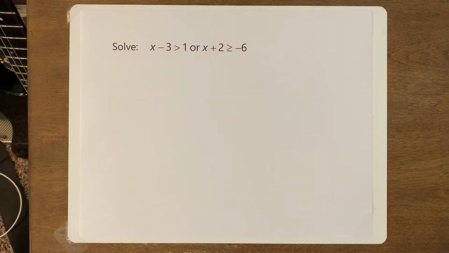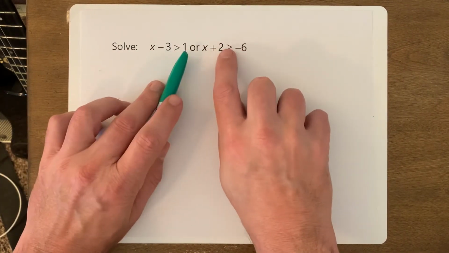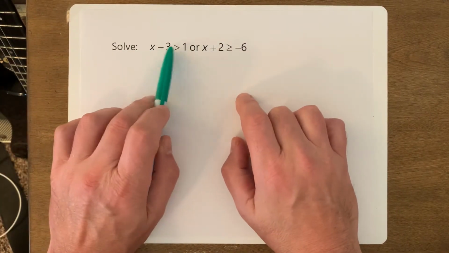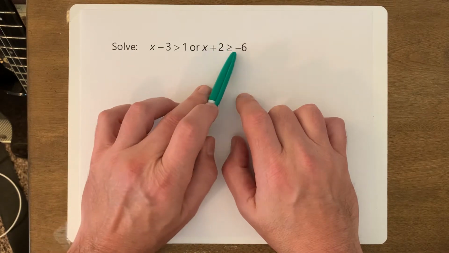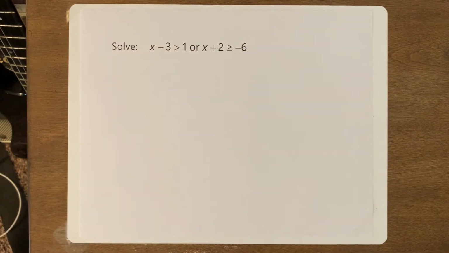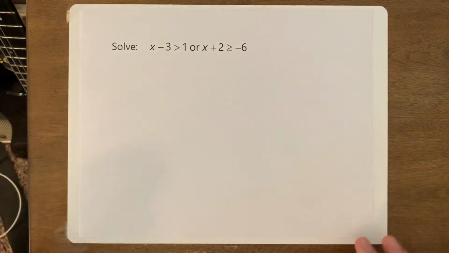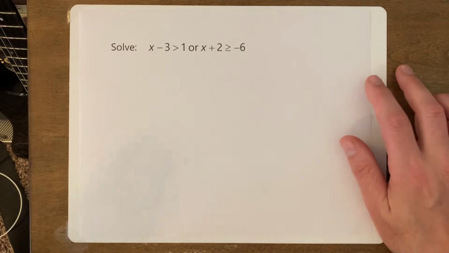So a compound inequality is an inequality that has more than one inequality in it. As we see in this first example, it says x minus 3 greater than 1 or x plus 2 greater than or equal to negative 6. All of these are different. I'm going to show you the general solution process, but these can look like anything, so expect that when you get problems from your teacher or professor.